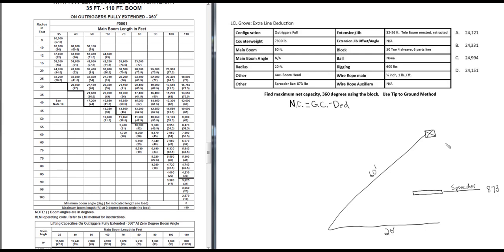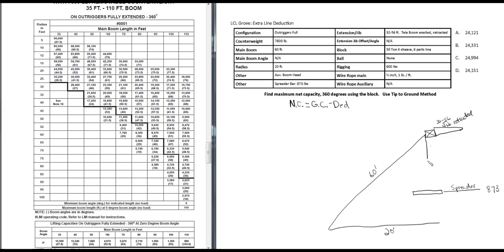We have a 32 to 56 foot adjustable jib that is erected and retracted. Let's go ahead and put that on here. It's erected and retracted. 32-56 jib retracted. Make ourselves a little note here. Because we go back to the table, we'll look up the amount of deduction for the jib configured in that way.